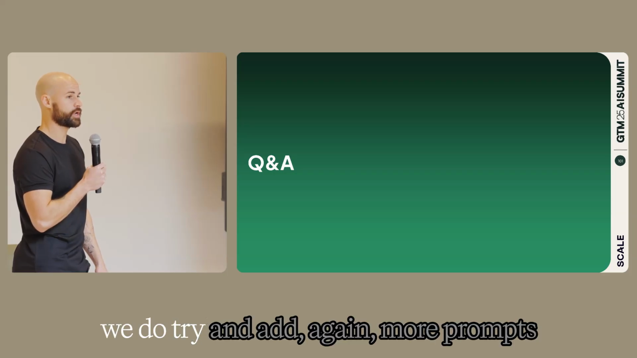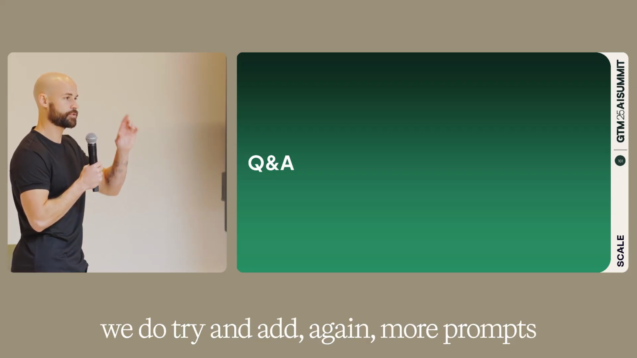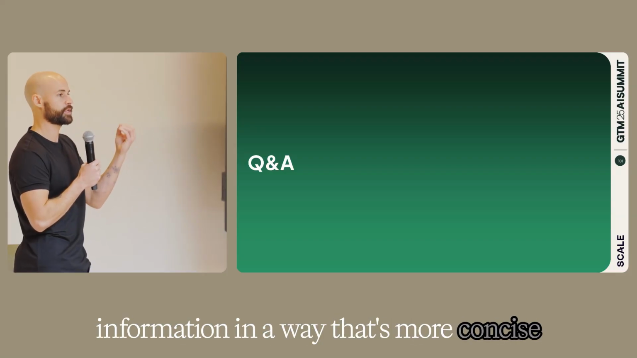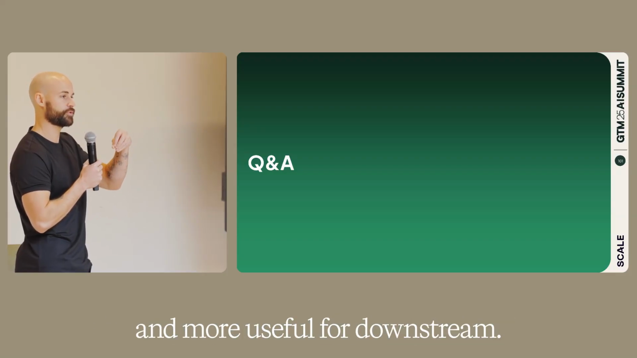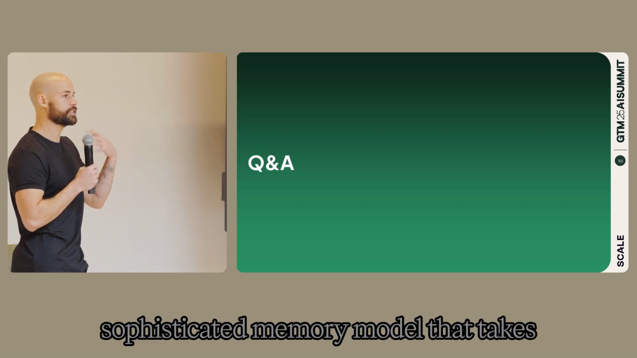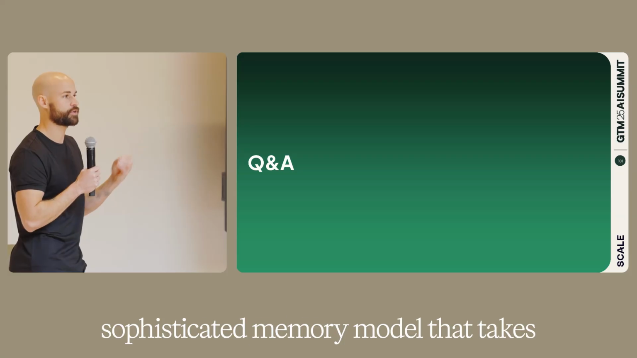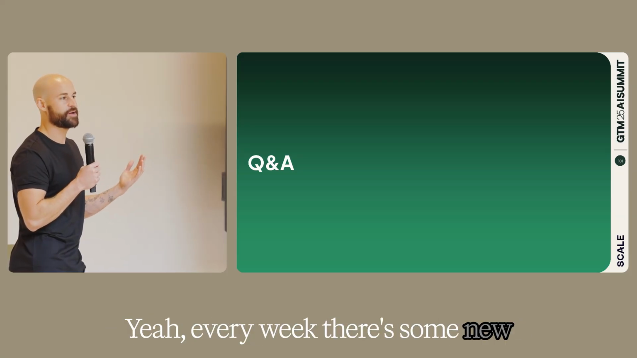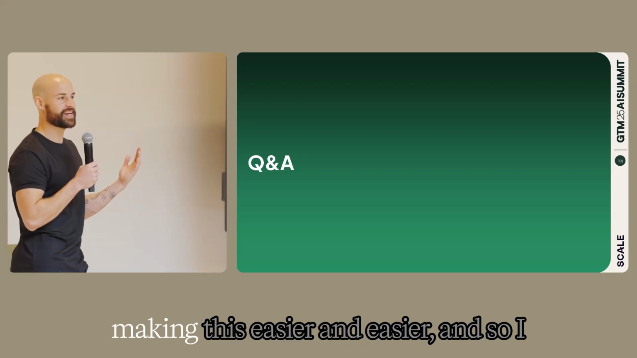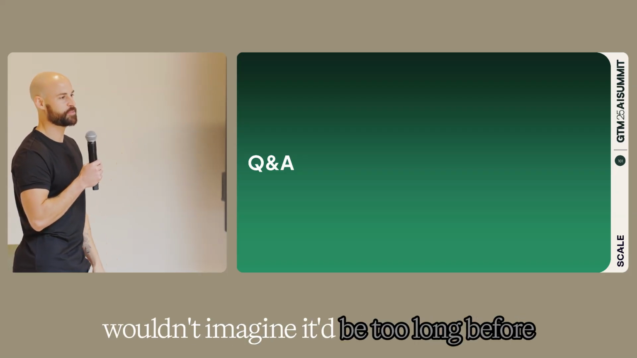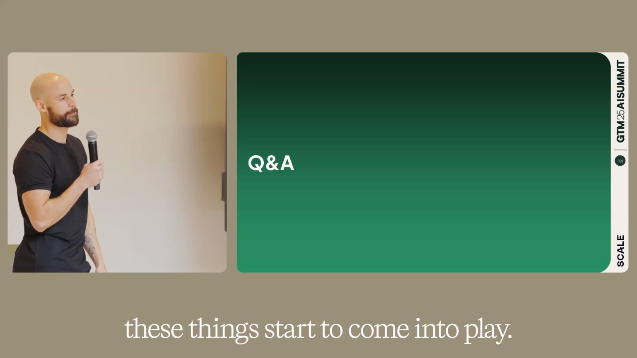So we do try and add, again, more prompts further in to help consolidate that information in a way that's more concise and more useful further downstream. So that's kind of how we're thinking about it. I don't think we really have a sophisticated memory model that takes all these things into consideration, but every week there's some new AI tool that's coming out that's making this easier and easier. And so I wouldn't imagine it'd be too long before these things start to come into play.